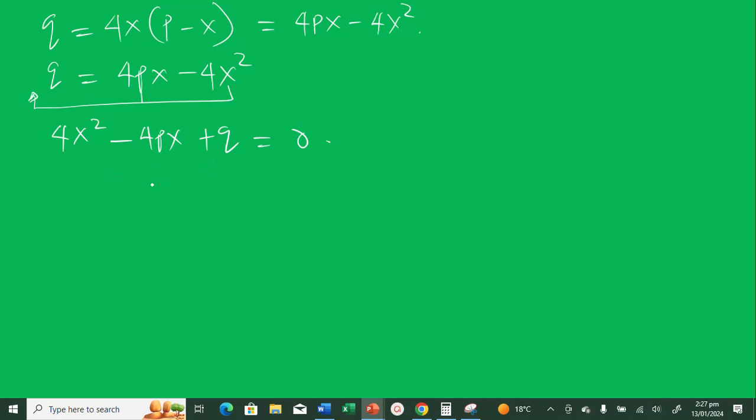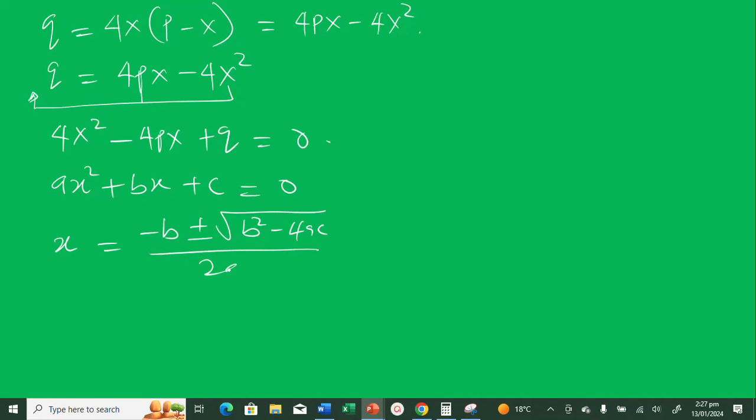Now, we use the quadratic formula in a case like this. If you have a quadratic equation, ax squared plus bx plus c equal to 0, then to solve for x, x will be equal to minus b plus or minus the square root of b squared minus 4ac, all over 2a.